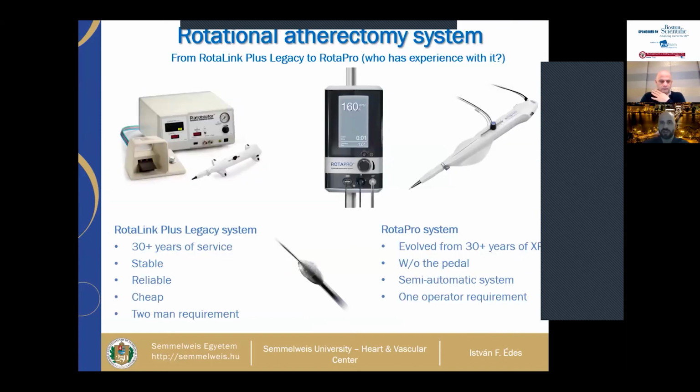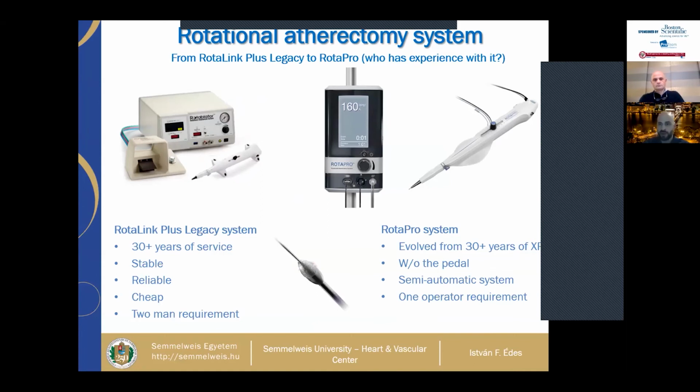And which are the rotational atherectomy systems that are around today? We have the older Rotablator legacy system that we've heard about. This system has given us 30+ years of extremely dependable service. It has saved countless lives, and many patients owe their lives to this machine that we see on the left. It is stable, reliable, it is cheap. The only downside is that it requires 2 people to operate, so either 2 doctors or 1 doctor and a skilled nurse who is also able to cope with the system.